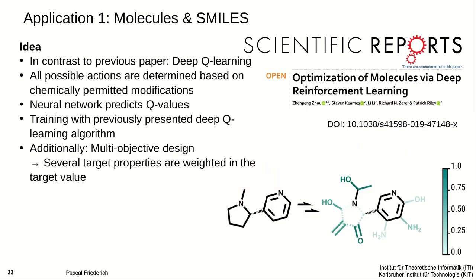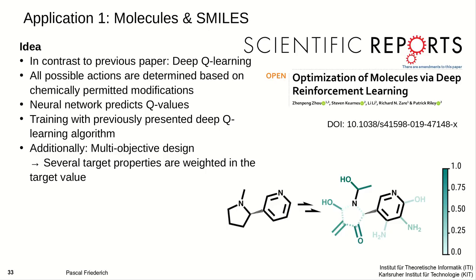This is very similar here in this other paper that I would like to quickly discuss. In contrast to the previous paper, these authors here use deep Q learning in Optimization of Molecules via Deep Reinforcement Learning. They have a finite set of actions, and these actions are basically defined based on chemical rules. So they don't use a generative model, they just define a set of rules that are allowed in each step. And then a neural network predicts the Q values given a certain state, meaning given a certain molecule and a certain action that is allowed. And then they are trained exactly with this previously presented deep Q learning algorithm.